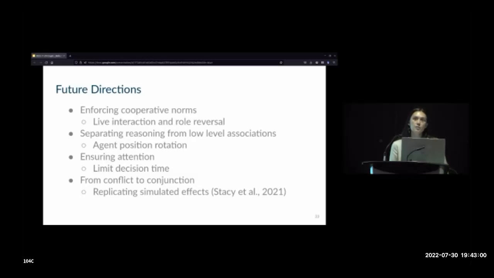In this particular experiment, we're looking at these two strategies in conflict. You have to make some sort of decision between one or the other. But in reality, they're not actually mutually exclusive, right? You could be using both at the same time to help you resolve signaling ambiguity. And so one of the next experiments that we'd really like to run is, can people do that? And how easy is it for people to do that? And this could also help replicate some of the simulated effects from a paper that I presented at CogSci last year.